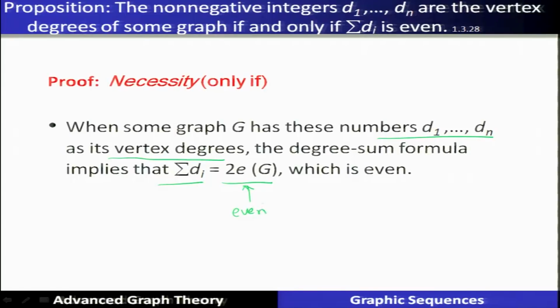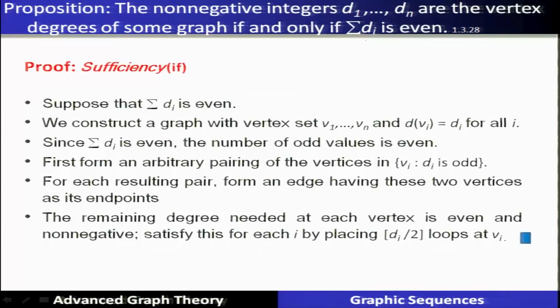Why? Because it is multiplied by an even number, hence the sum of the degrees is even, and one side of this theorem or proposition is proved. Let us see the other side of the theorem, that is the sufficiency condition. Here in the sufficiency condition, we will assume that the sum of degrees is even, and so we have to find out. So, for the sufficiency condition, let us assume that the sum of degrees is even.